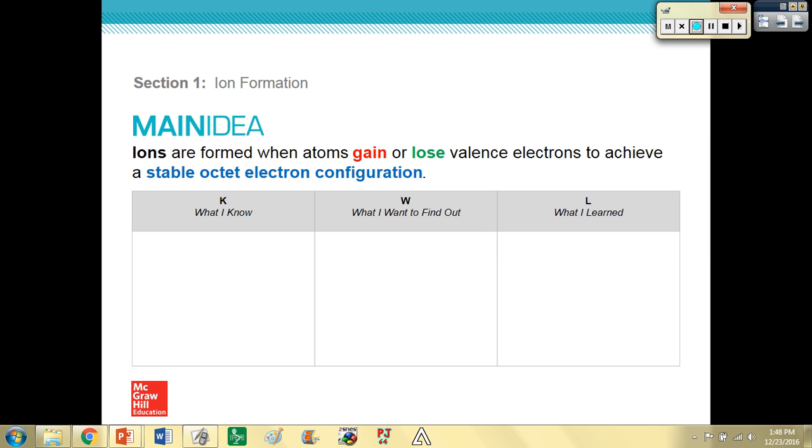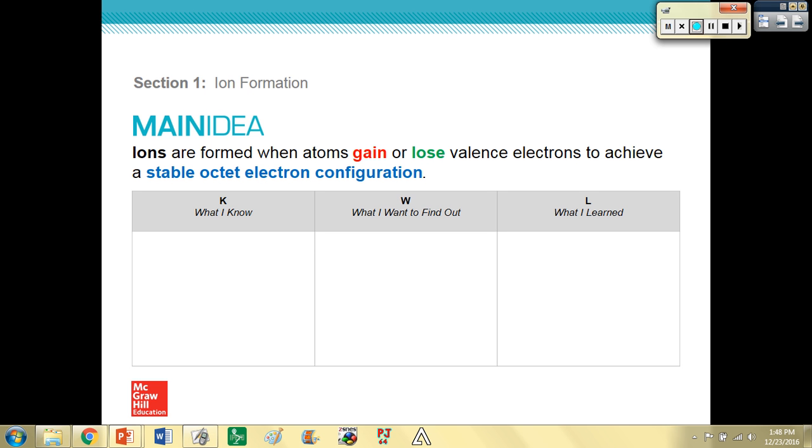Okay, chapter 7 is called ionic bonding. So we'll be learning about ionic compounds and how to create them, as well as how to name them. So the first section, which is 7.1 in regular and pre-AP chemistry, is called ion formation.